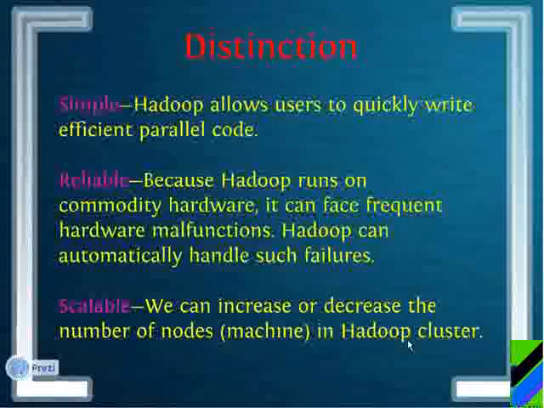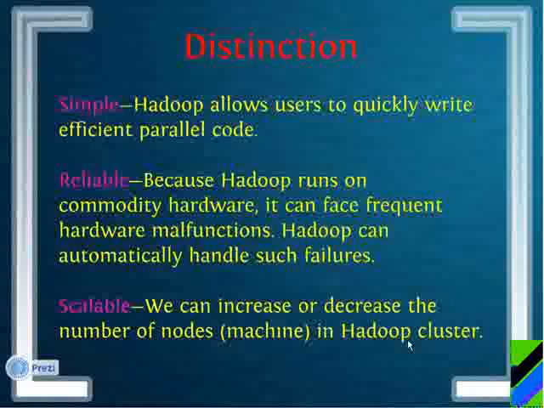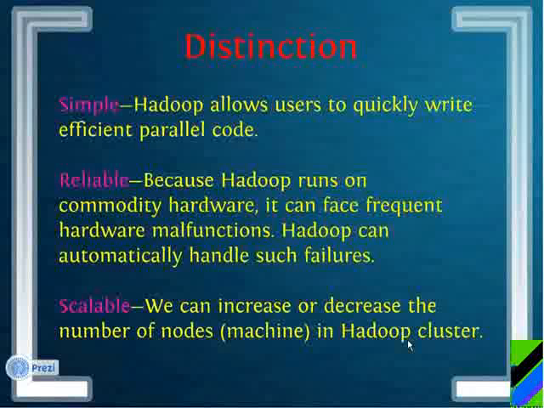The next we have is distinction. As we are moving from one technology to another, we should know why Hadoop is distinct from other frameworks. The first reason is simplicity. As far as software is concerned, it is quite simple. You don't need to pay anything or purchase any license. Simply go to the Apache website, download Hadoop, and use it for your own purpose or for your enterprise purpose.